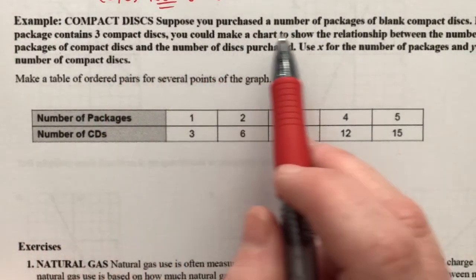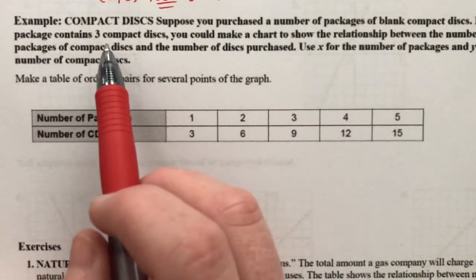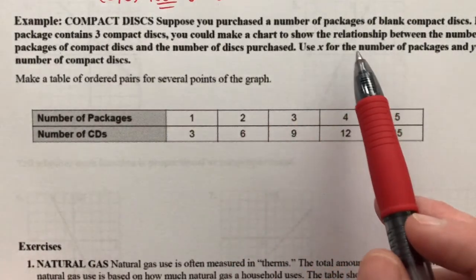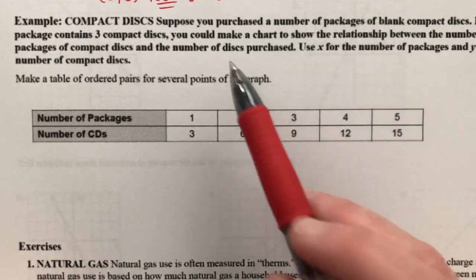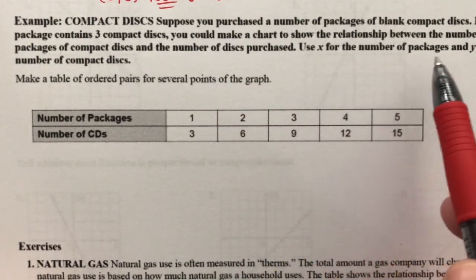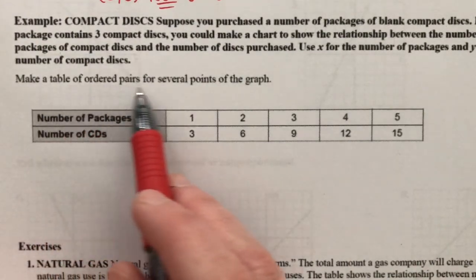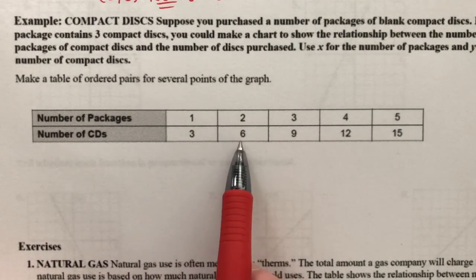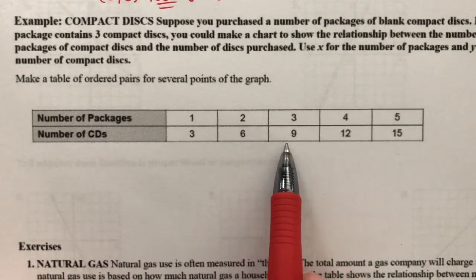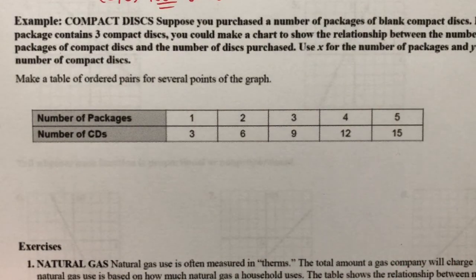All right, so here's an example. Compact disc. Suppose you purchase a number of packages of blank CDs. If each package contains 3 CDs, you can make a chart to show the relationship between the number of packages of CDs and the number of CDs purchased. Use X for the number of packages and Y for the number of CDs, right? So one package has 3 CDs in it. Make a table of ordered pairs, right? So one package, 3 CDs, 2 packages has 6 CDs, 3 has 9 CDs, 4 packages has 12, 5 has 15, right?